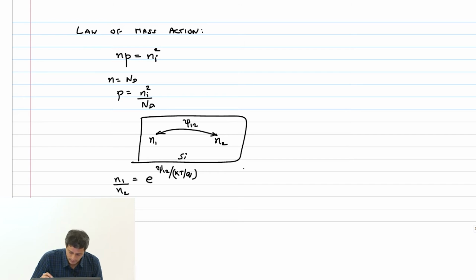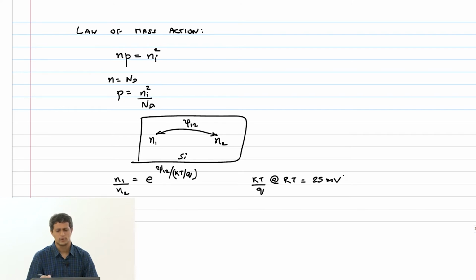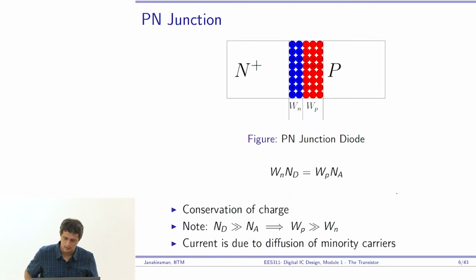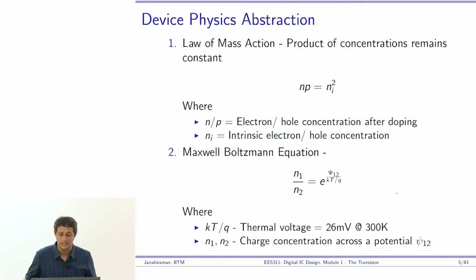Okay, and this is important to know, kT by Q at room temperature is approximately 25 millivolt. You can work it out, just substitute T equal to 300 Kelvin, work out the constants and you will get this. So you should know this number, 25 millivolt is an important number for a digital designer, right? So this is basically called the Maxwell-Boltzmann equation, not just the Boltzmann equation.